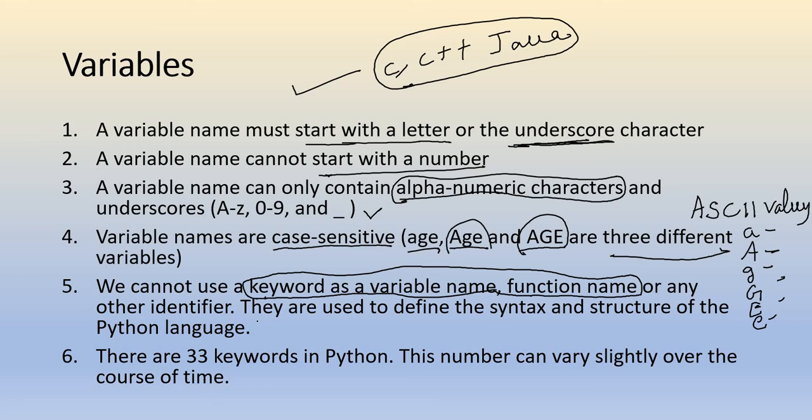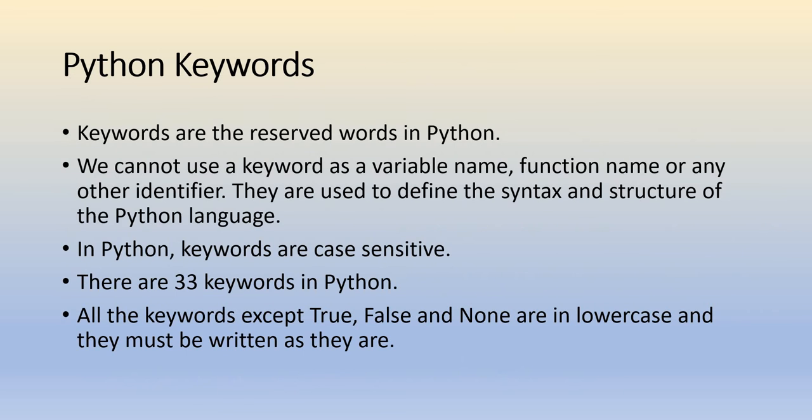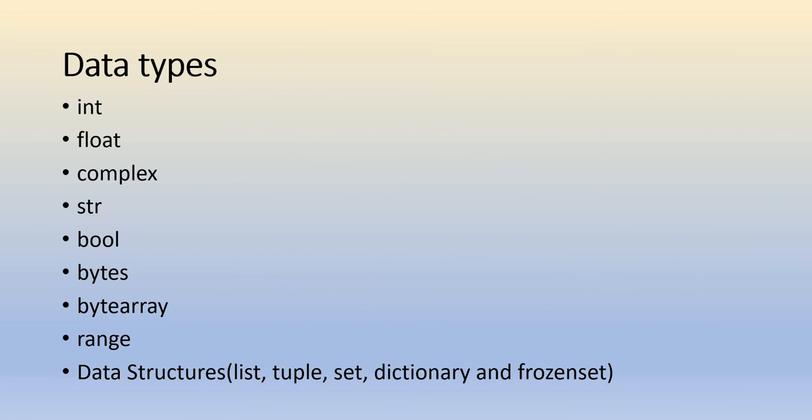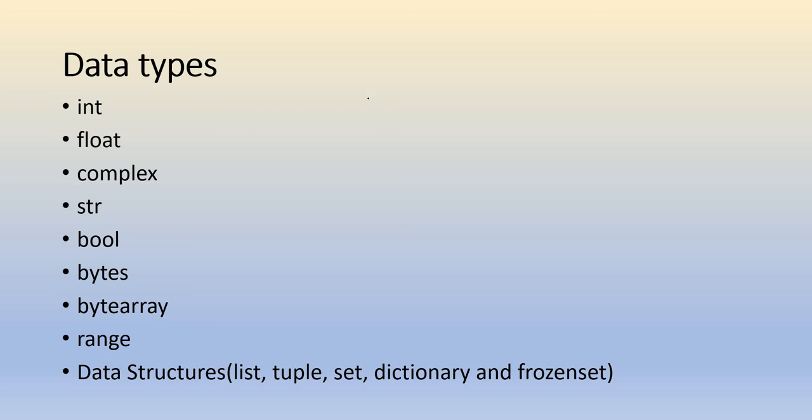Keywords, what is the purpose of a keyword? They are only used to define the syntax and structure of Python, which can be understood by the Python interpreter, but not for creating variable names as identifier names. There are 33 keywords available in Python. In the coming slide I will show you the various kinds of keywords, but before that we are going to discuss data types.